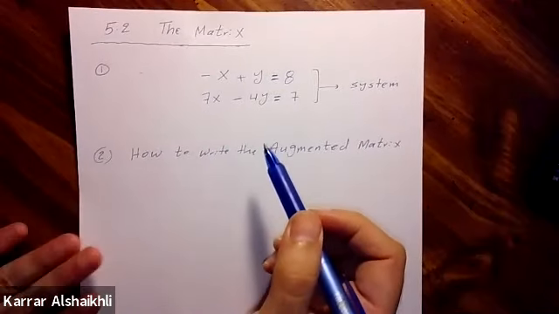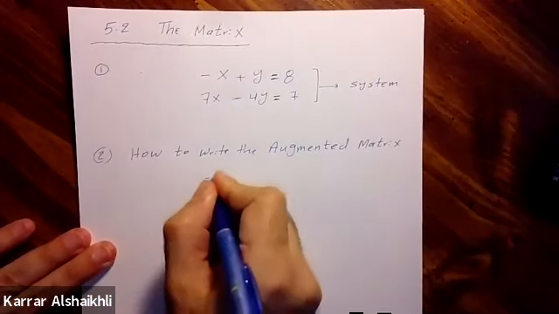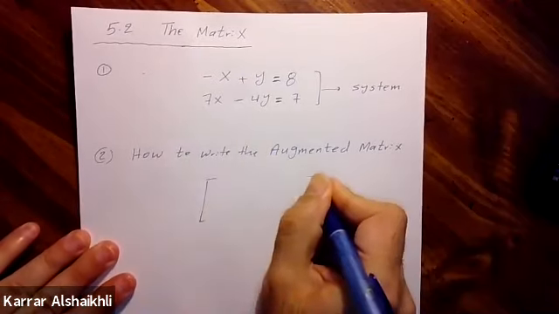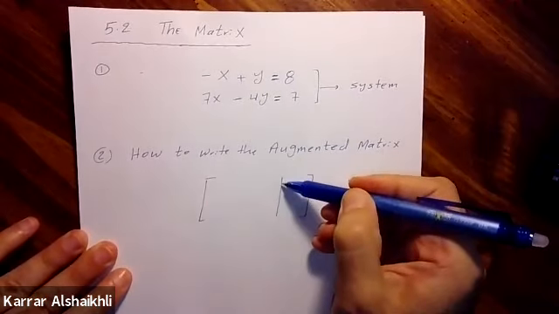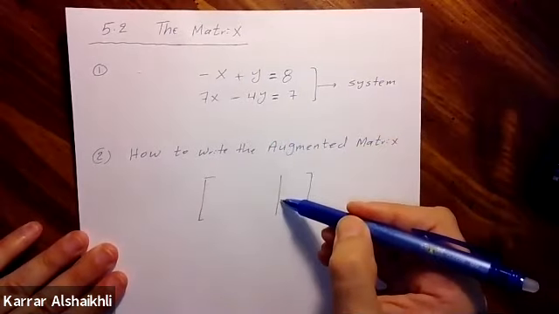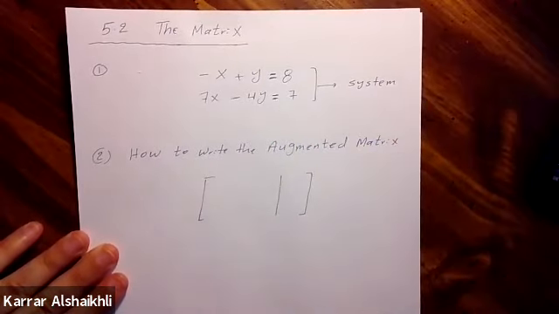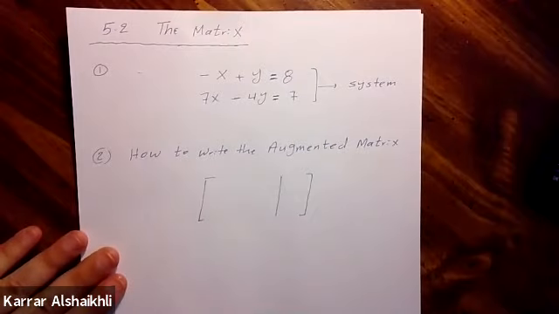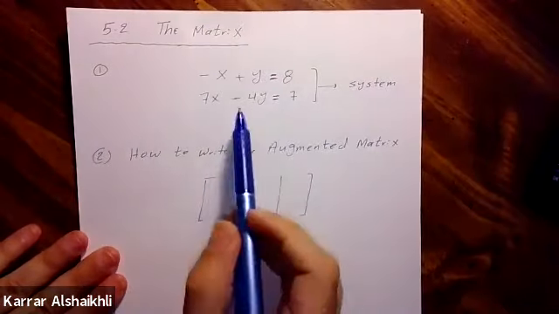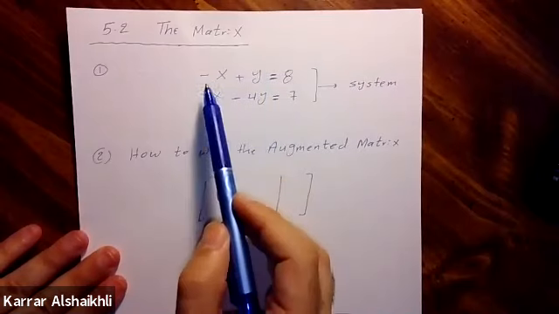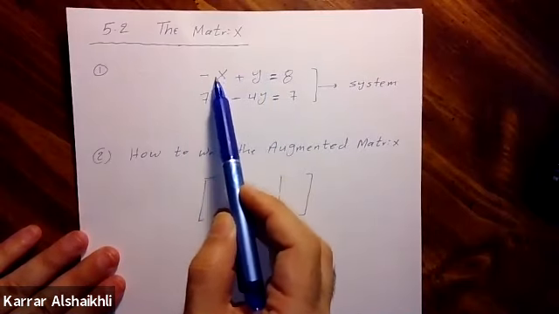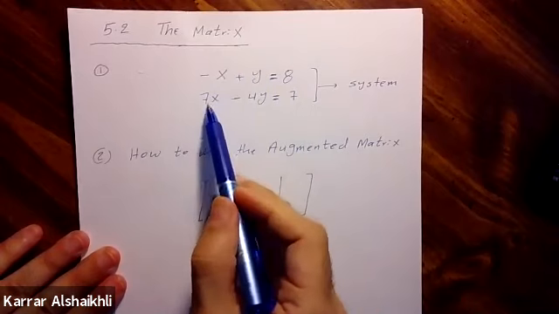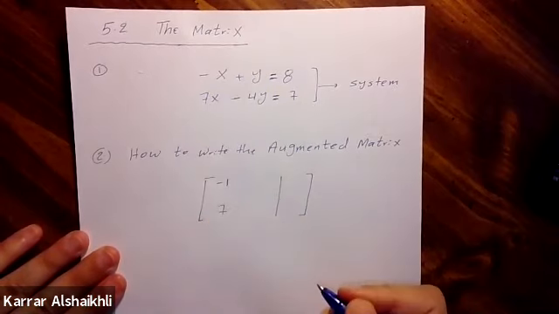How do we convert this system to the matrix? You're just going to open two large brackets. You see the line here? The line here is exactly the equal sign. Now I'm going to take from this system only the coefficients. The coefficient of negative x means negative invisible 1, so I'm going to write down -1. The coefficient here is 7, so I write down the 7 here.